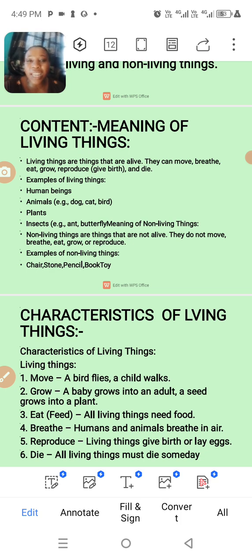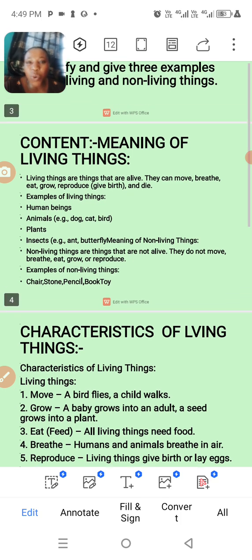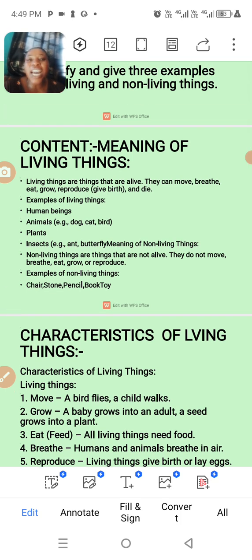So plants are living things. Why? Because they grow. And they can produce. You can see that one corn can produce a lot of corns. Yes, a lot of them.